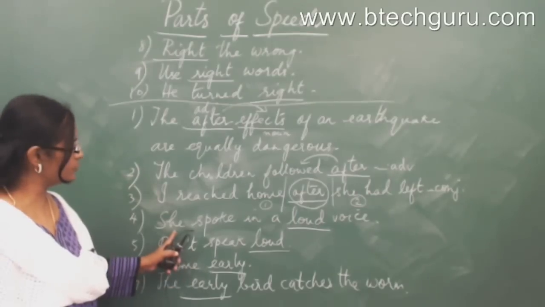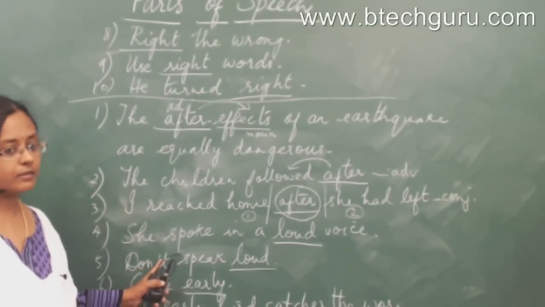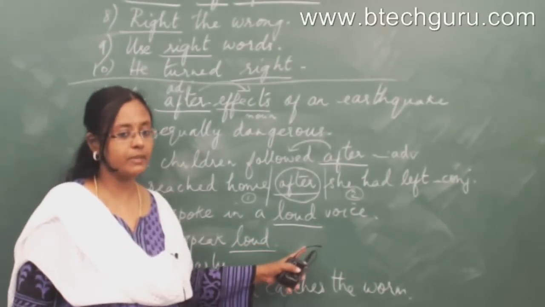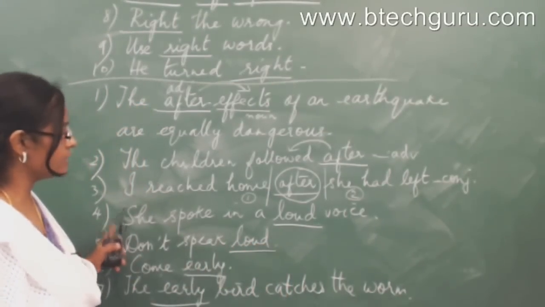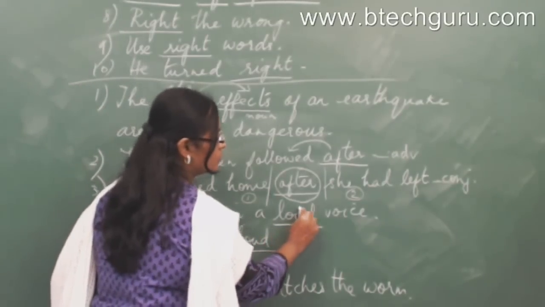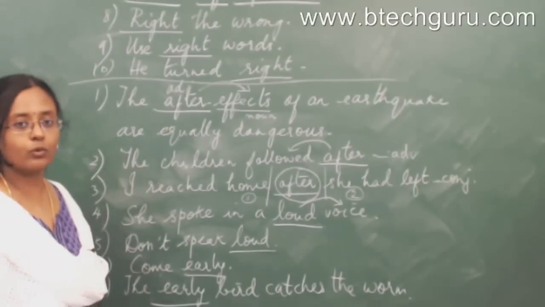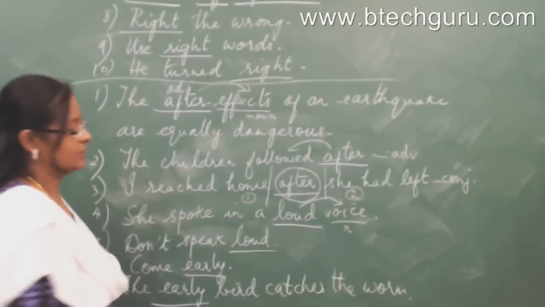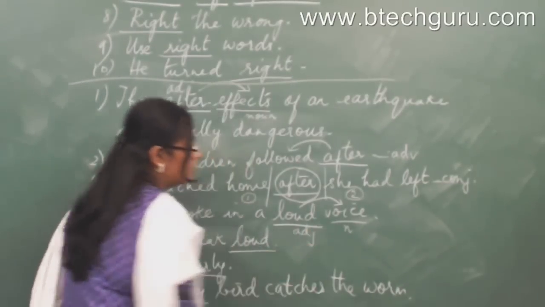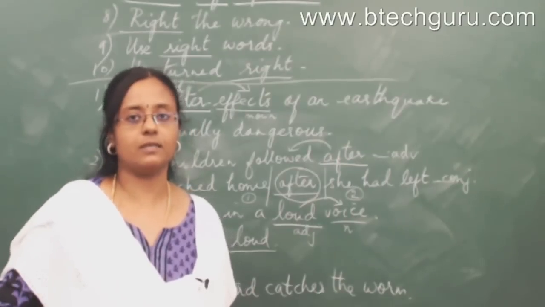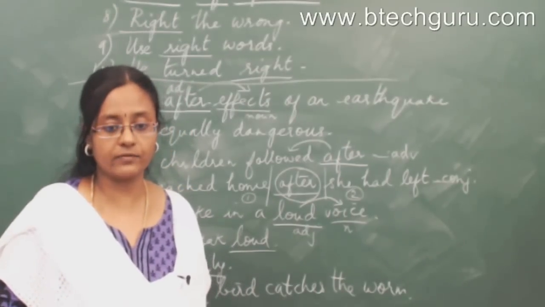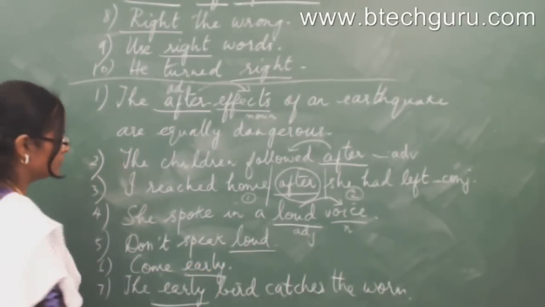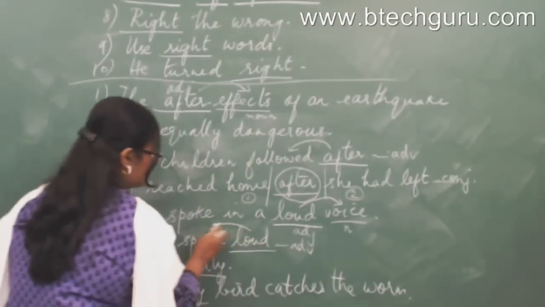Has anybody given the answer for the 4th sentence? She spoke in a loud voice. Now, how come it is an adverb? Somebody has typed adverb for that. Fourth sentence. What does this word do? It describes the word voice. And what is voice? It is noun. So it is an adjective. Loud voice, soft voice, loud, soft. These are adjectives. Fifth, don't speak loud. Fifth is adverb, right? Good. Fifth is adverb because it talks about the verb.